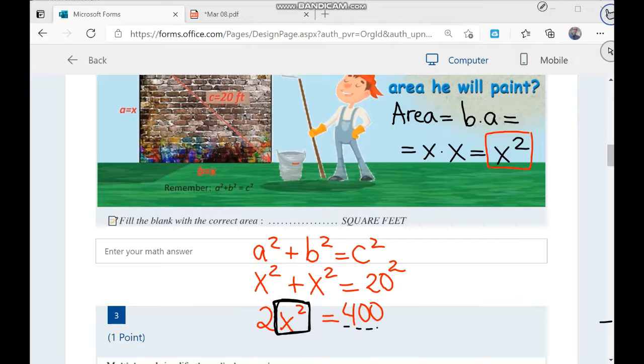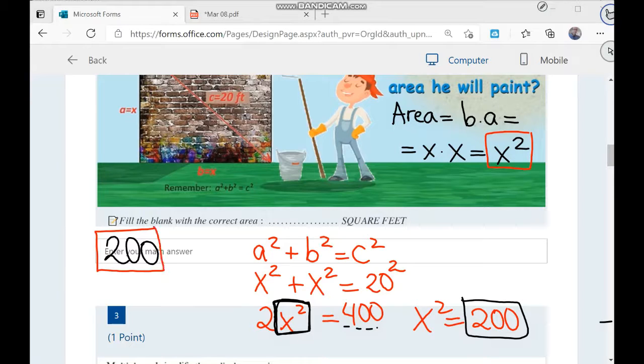That means 400 is 2 times the area. Divide everything here by 2. 400 divided by 2 is 200. The answer is 200 square feet. On forms, you just type the number 200, square feet is already there. The answer is 200 square feet. Okay, Kion, you can ask a question.